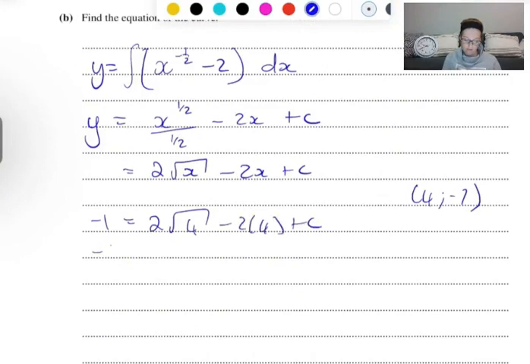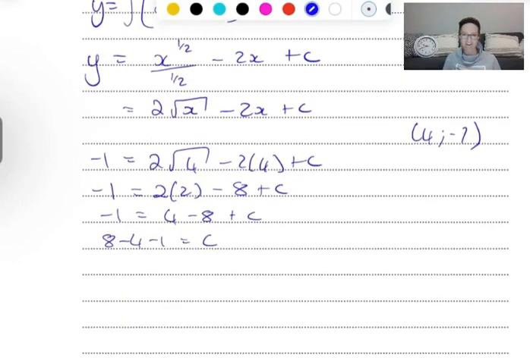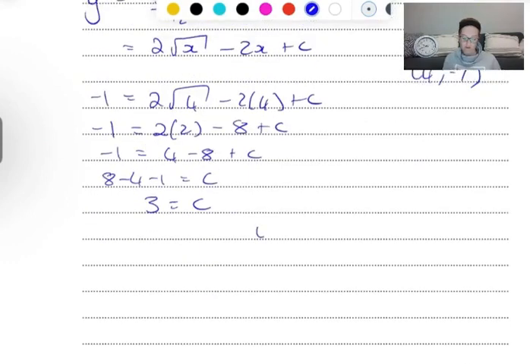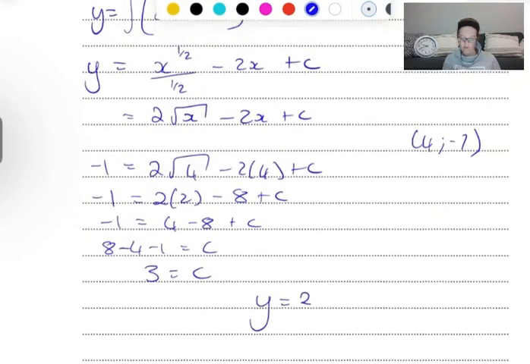So minus 1 is equal to 2 times 2 minus 8, plus c. My brain is not working. 4 minus 8 is minus 4, so c is equal to 3. So my equation is y is equal to 2 root x minus 2x plus 3. Okay, just check.